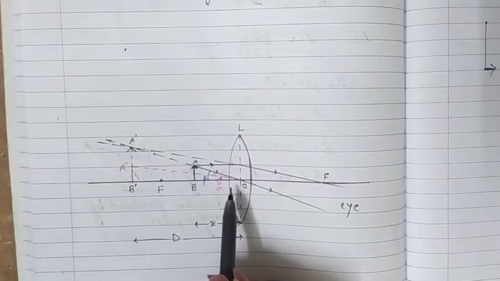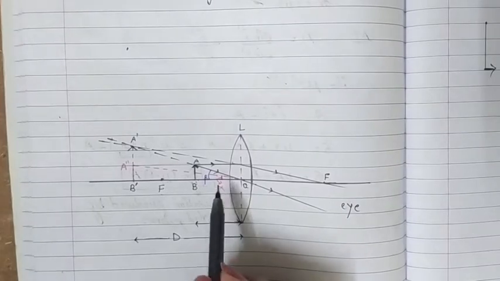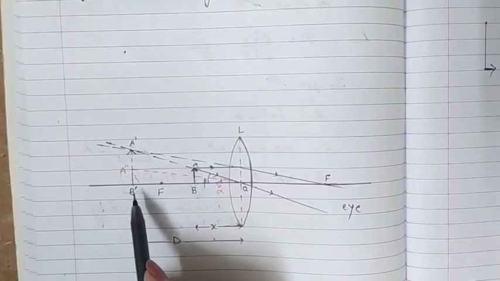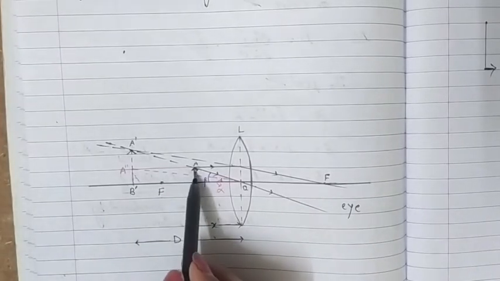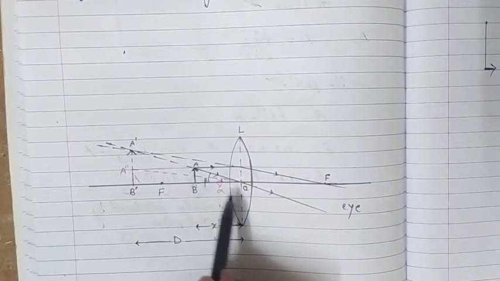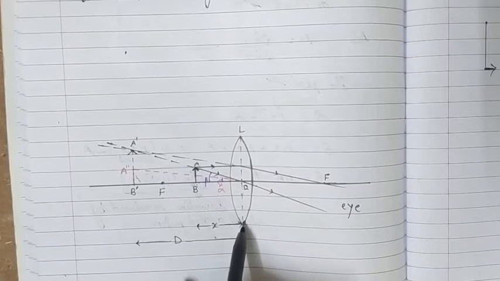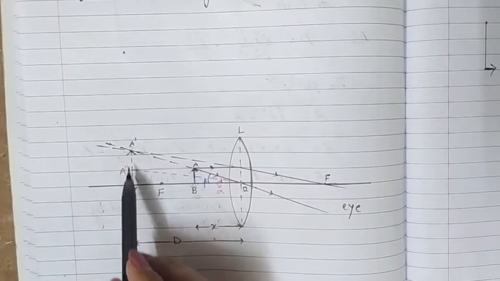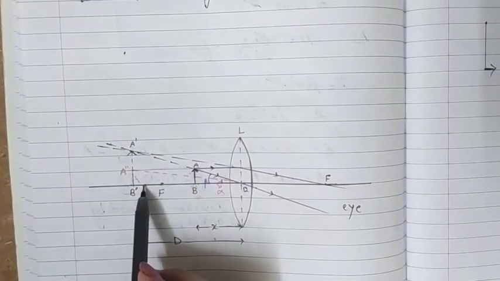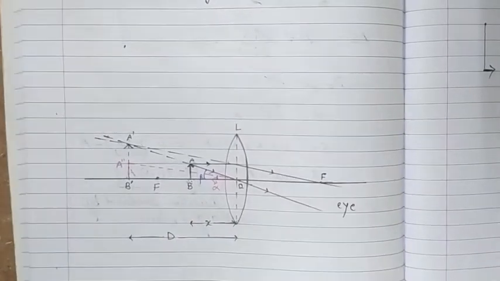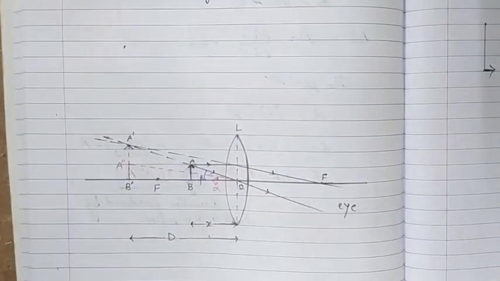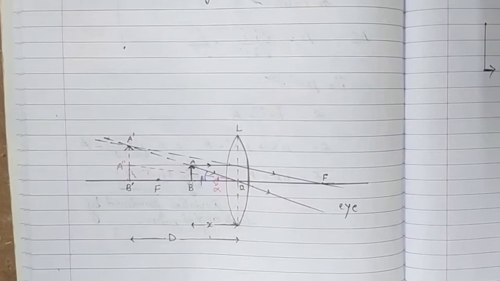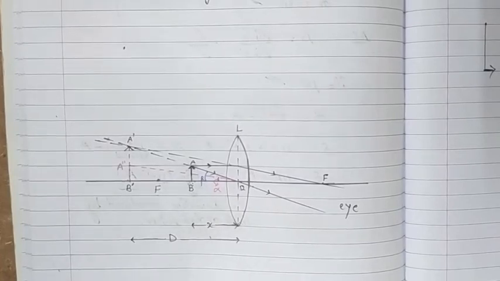Then a virtual, erect and magnified image A dash B dash is formed on the same side of the lens, as we can see in the diagram. So if we have an object AB placed between F and O, focus and optical center of the lens L, then this convex lens forms a virtual, erect and magnified image A dash B dash on the same side as that of the object. Now a normal eye can see an object clearly at the least distance of distinct vision, which is approximately 25 centimeter. We take it as equal to 25 centimeter for a normal eye.